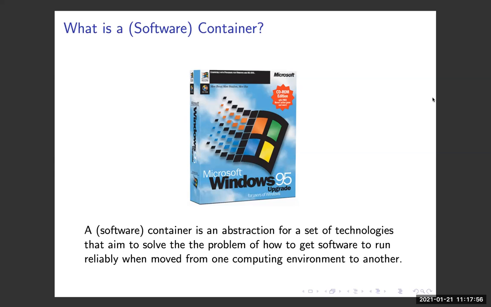So a software container is not a physical container, there's not really such a thing. I put this Microsoft Windows thing here just because software used to come in an actual container. But when we talk about a container in terms of software, it's really more of an abstraction. There's not a physical thing you could point to that's the container, right? It's really a set of technologies that you bring together that allow you to run software reliably when you move from one system to another. Okay.